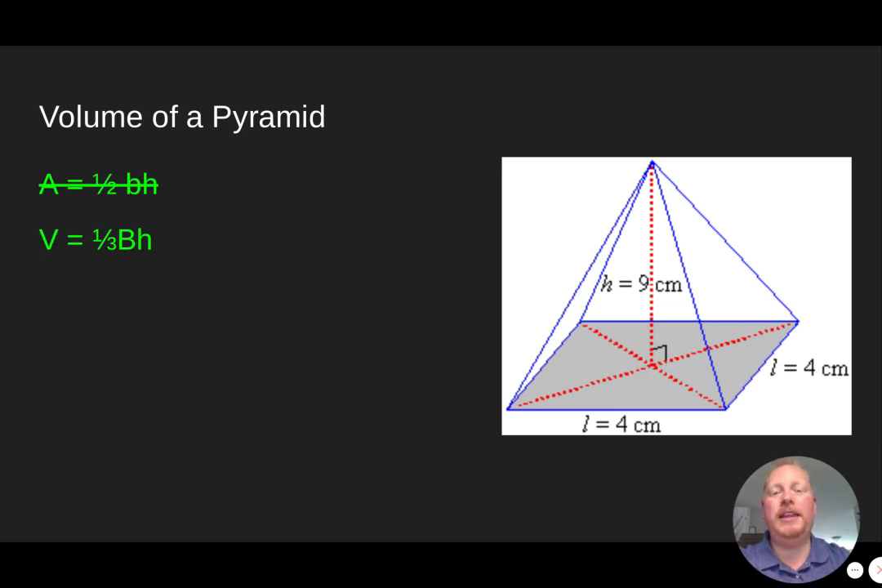Again, when it's a capital B, that means the area of the base, as opposed to lowercase b, which meant just the length of the base in a two-dimensional figure. So if my base is 4 centimeters by 4 centimeters, that makes the area of the base 16. And then the height is going to be 9 centimeters. So I plug that in, calculate it, and I get 48 cubic centimeters.